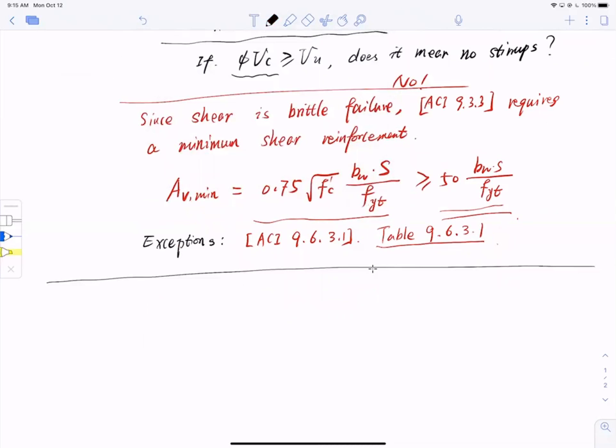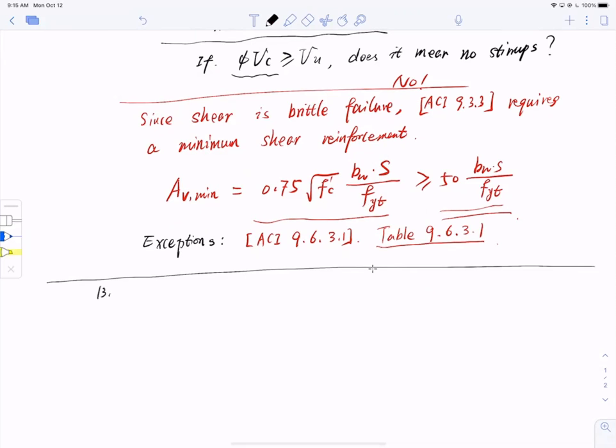So now, with all this, we have the tools to design for shear. That is, now we know either way, we have to provide shear reinforcement. So we have to design for it, even if the concrete is sufficient. Okay, so this is how we're going to go about it. So, flowchart, process.